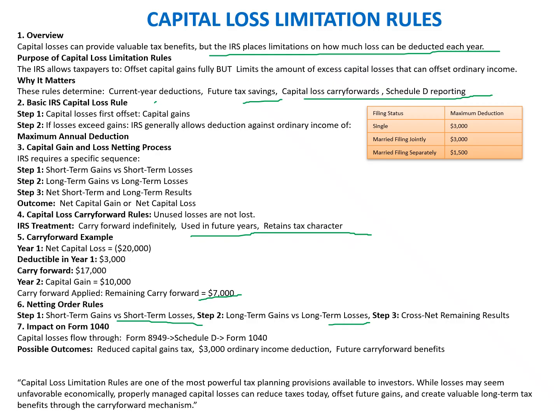And then the impact on Form 1040. Capital losses flow from Form 8949 to Schedule D, and finally to Form 1040. Possible outcomes are reduced capital gain tax, a $3,000 ordinary income deduction, and the future carry forward benefit. Capital loss limitation rules are one of the most important and powerful tax planning provisions available to the investor. While losses are unfavorable economically, properly managed capital losses can reduce taxes today and have the benefit of carry forward into future years, indefinitely. So we'll move to the next slide.